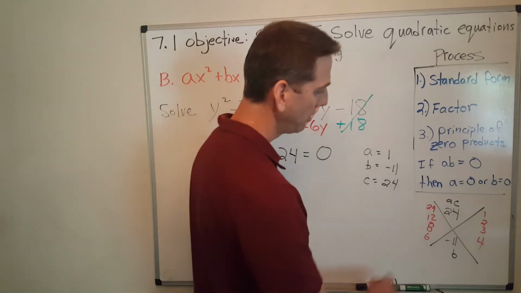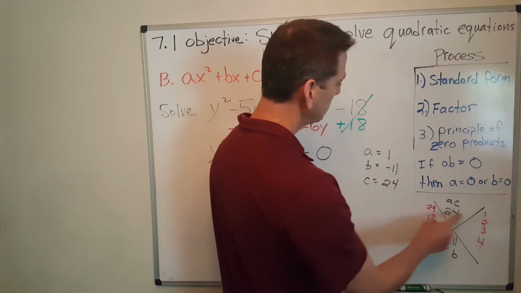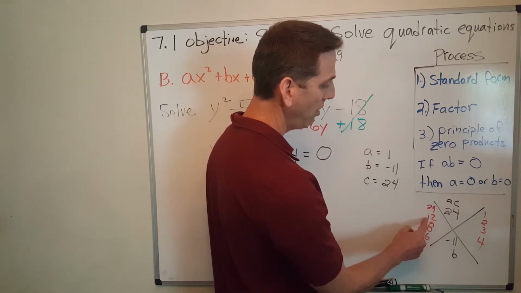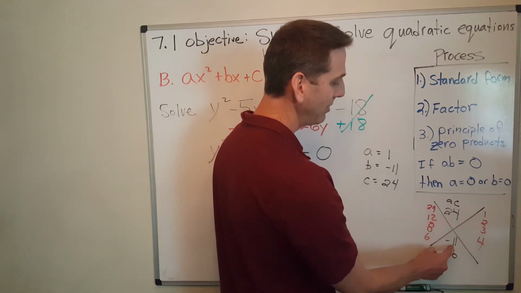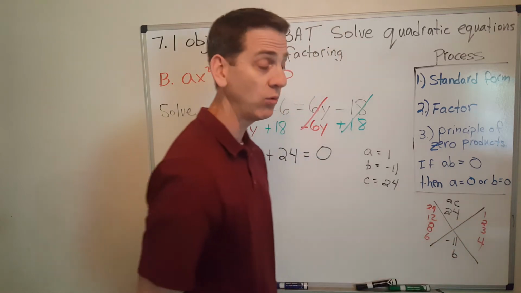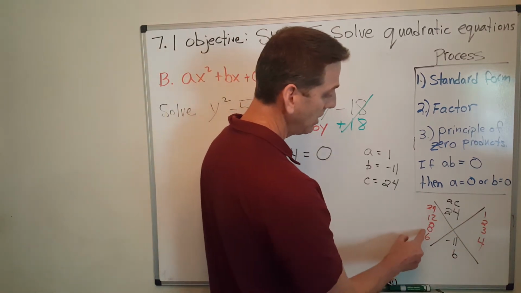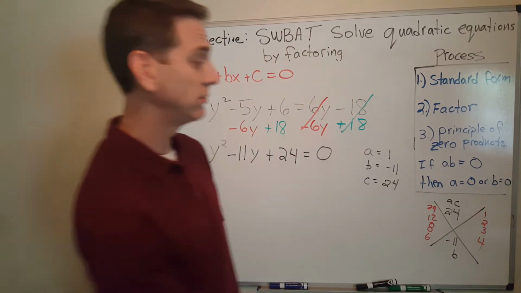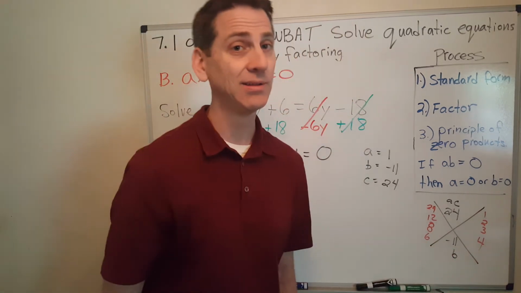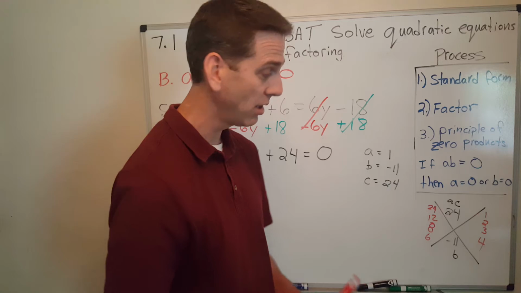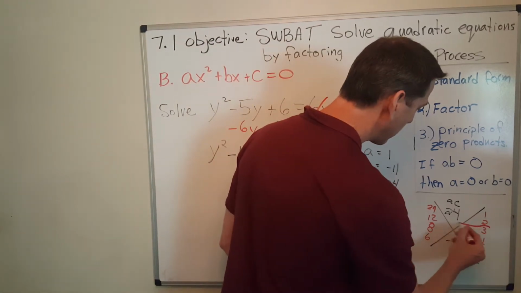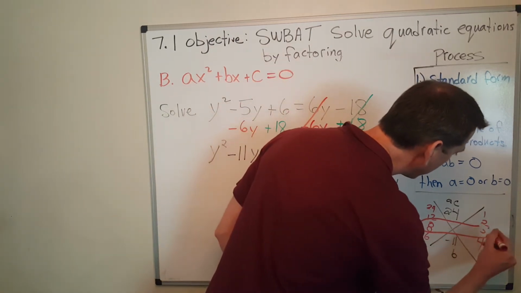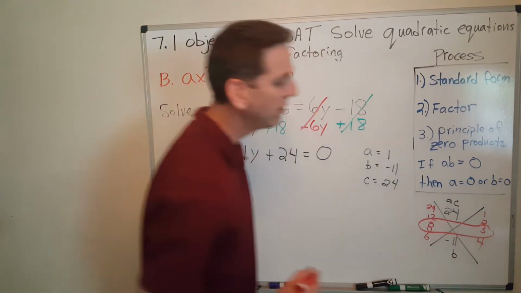Okay, let's take a look. Well, 24 minus 1 is 23. That's not going to get me there, right? Okay, 12 minus 2 is 10, and 12 plus 2 is 14. That's not going to work. Okay, 8 plus 3 is 11. Oh. 6 plus 4 is 10, so that won't work. The only one that has a chance of working is 8 and 3. Let me fix that up for you. 8 and 3.